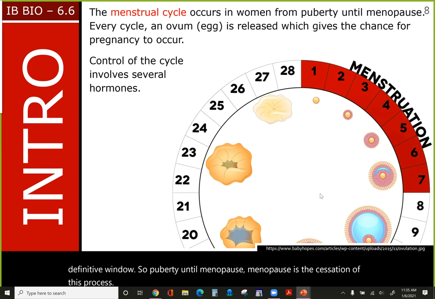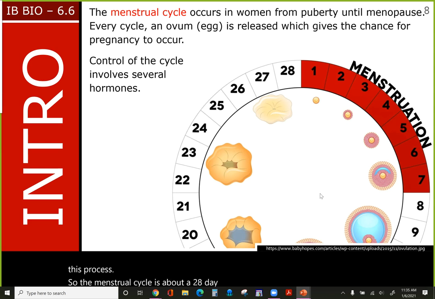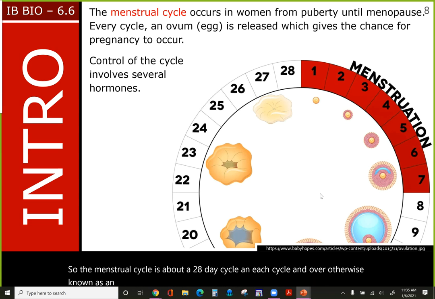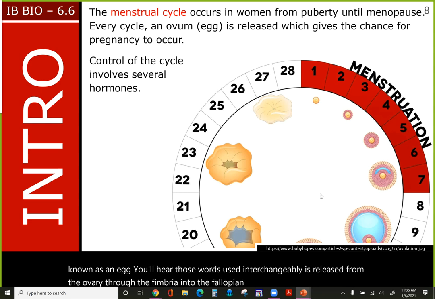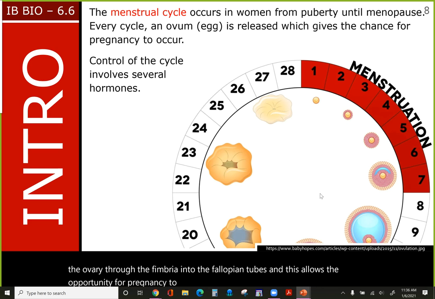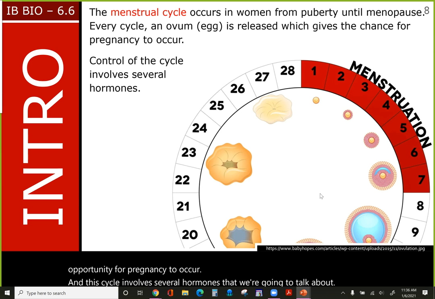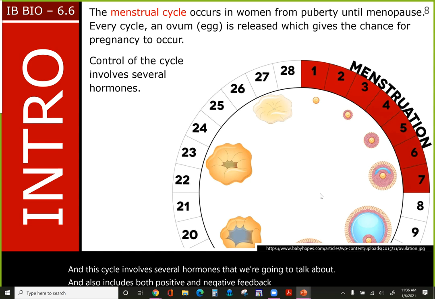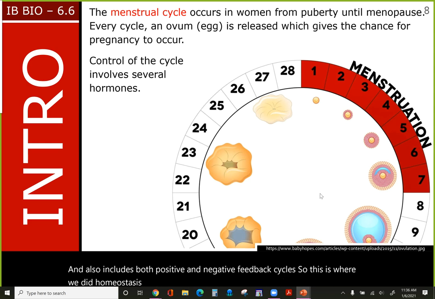So the menstrual cycle is about a 28-day cycle. And each cycle, an ovum, otherwise known as an egg, you'll hear those words used interchangeably, is released from the ovary through the fimbriae into the fallopian tubes. And this allows the opportunity for pregnancy to occur. And this cycle involves several hormones that we're going to talk about. And it also includes both positive and negative feedback cycles. So this is where we did homeostasis and positive and negative feedback cycles first, because it's really feedback cycles that maintain this process. And it is kind of complicated, but we'll go through it step by step.